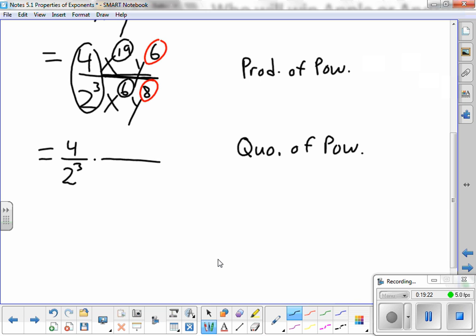So, oh, I actually don't need that division bar, because since I am subtracting, it's not going to be a fraction anymore. So 19 minus 6 is x to the 13th. 6 minus 8 is y to the negative 2nd. It's the quotient of powers that we use there.